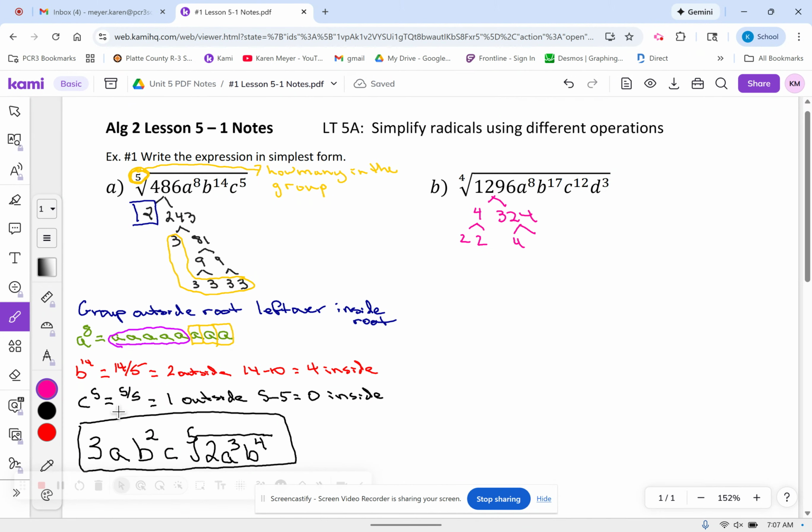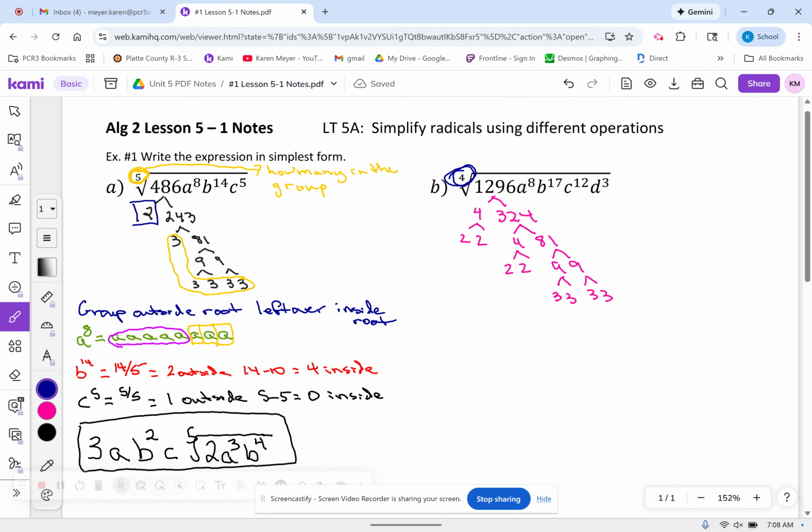324 is 4 and 81. 4 goes to 2 and 2. 81, 9 and 9. 3 and 3. And then remember, what's our index number? Our index number is a 4.